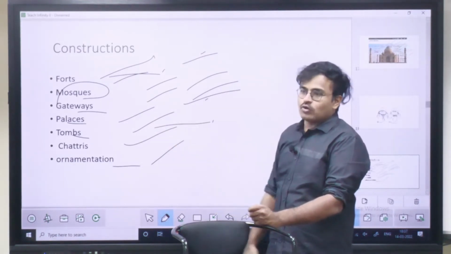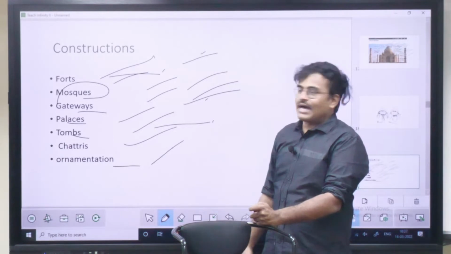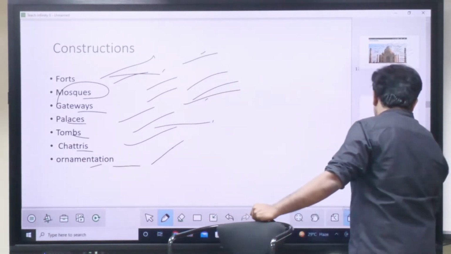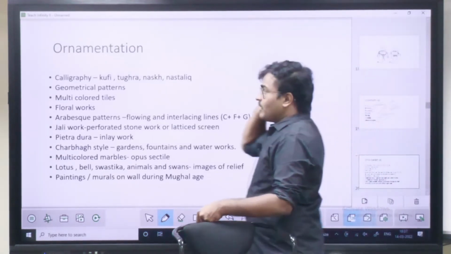Taj Mahal itself is a tomb. So all of these can be called tombs. Then we'll discuss the ornamentation tradition. Now next one is ornamentation.